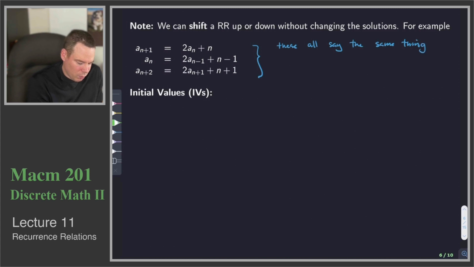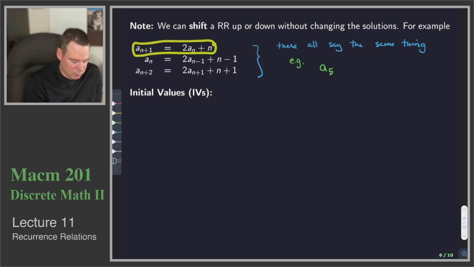What do they say? Well, for example, they all say that if I wanted to find the 5th term of the sequence, think about what they're all telling you. If I wanted to find the 5th term, well, this one is saying to find the 5th term, so I would take n as 4. It would say to find the 5th term, I would take 2 times a sub 4 plus 4.